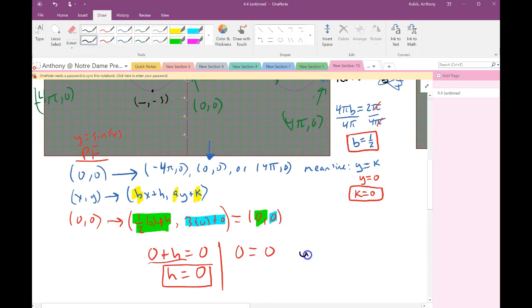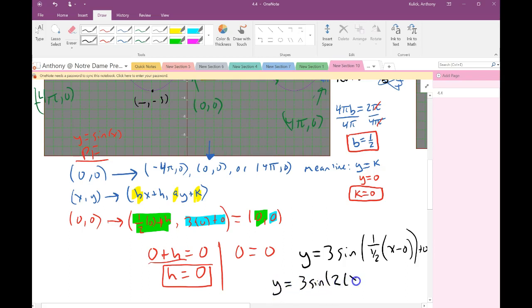So I can write my final answer now. It is 3 sine of 1 over 1/2 x minus 0, plus 0. And 1 over 1/2 is just the reciprocal of that, which is just 2. And then x minus 0 is just x, and plus 0 is that. So here is my final answer.